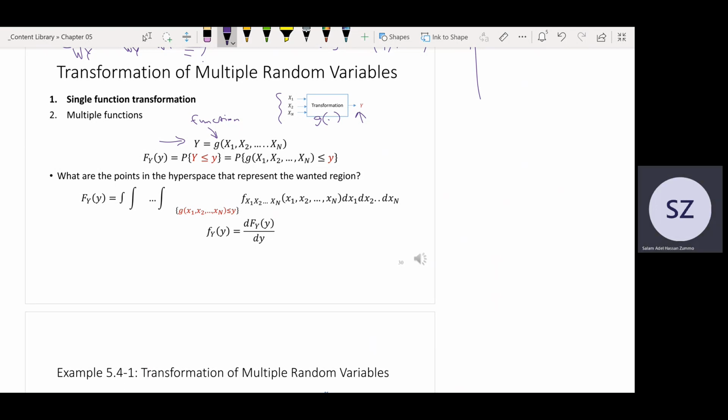So in this case, when we would like to find the PDF of y, we always start with the CDF, because the CDF is where the definition lies. So the CDF of y will be equal to the probability that y is less than a specific number. Now, what is y?